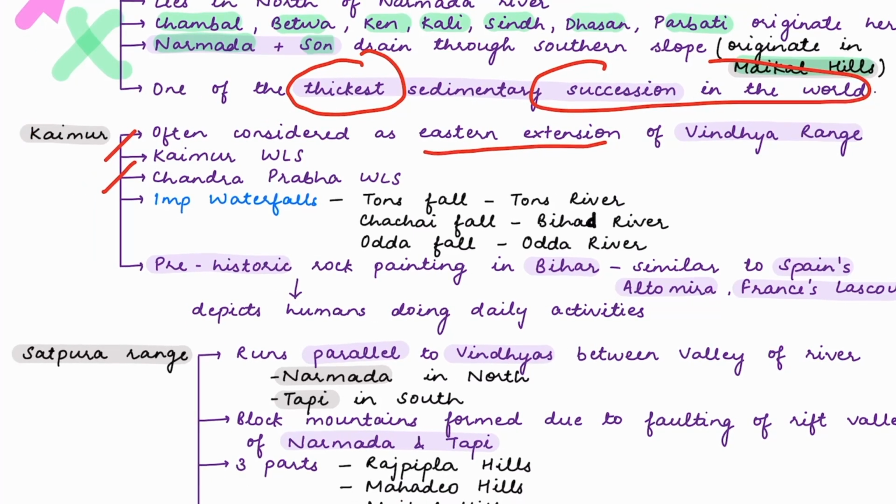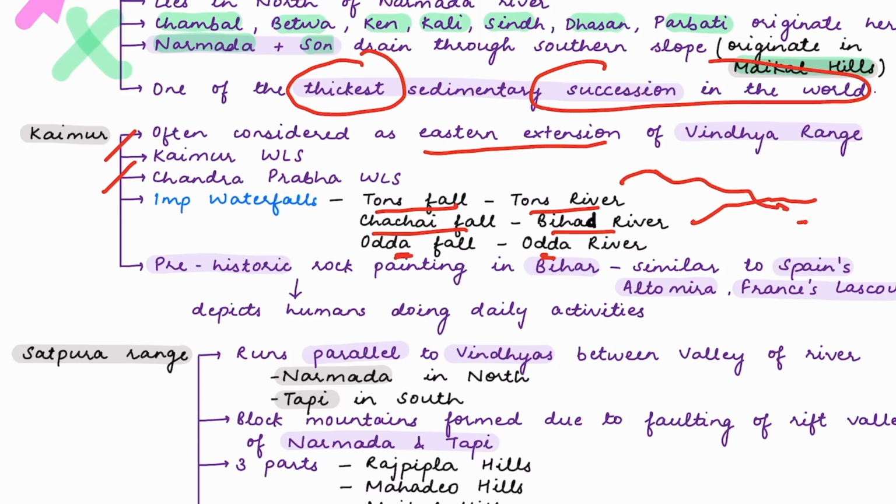These are located on the Kaimur Hills. And because of the huge geographical gradient found in these ranges, many important waterfalls are located here. There is the Tons Fall, on the Tons River. Then there is the Chachai waterfall, on the Bihad River. There is the Oda Fall, on the Oda River.